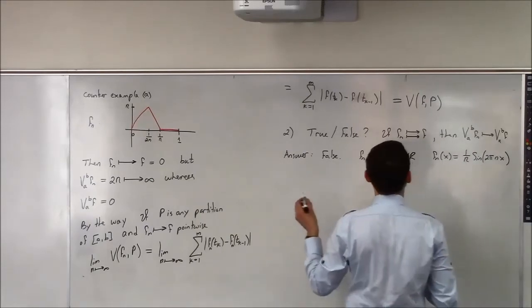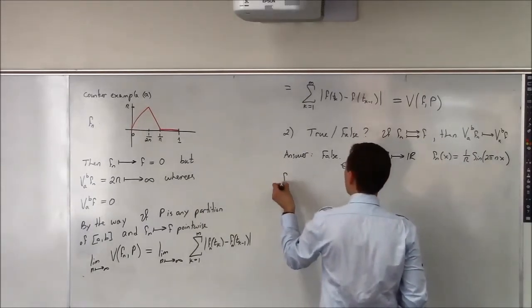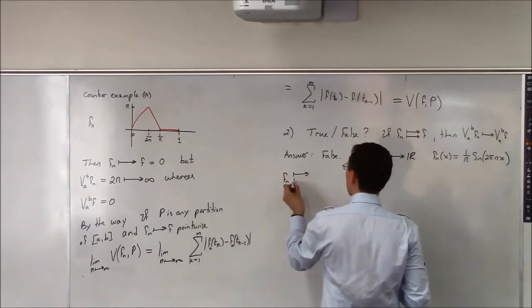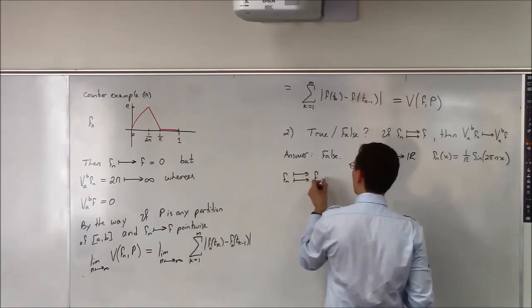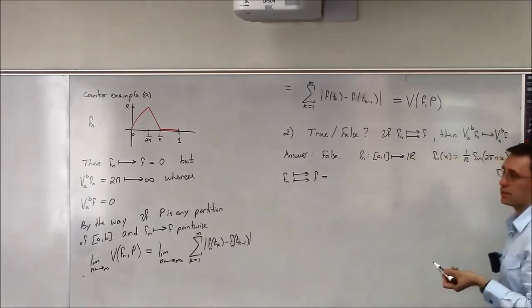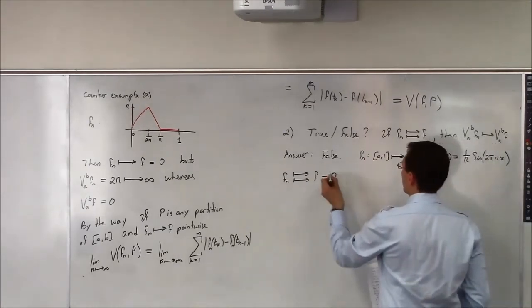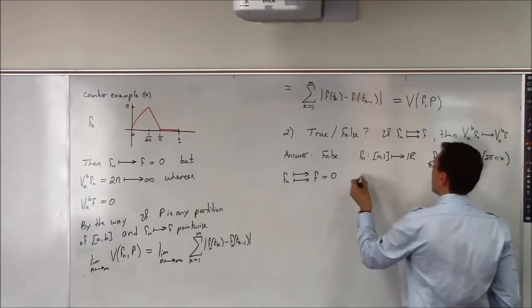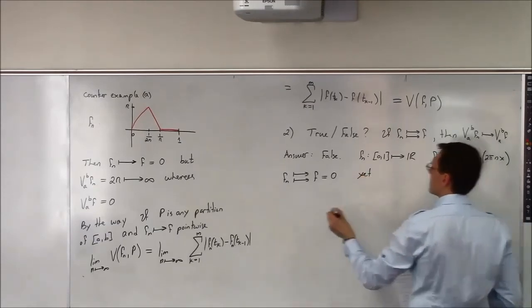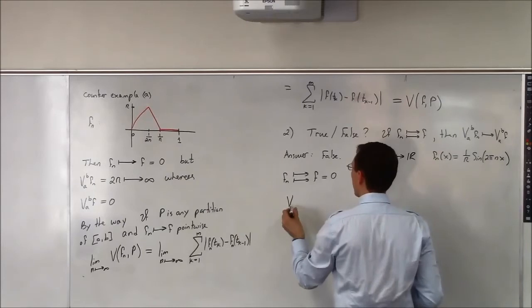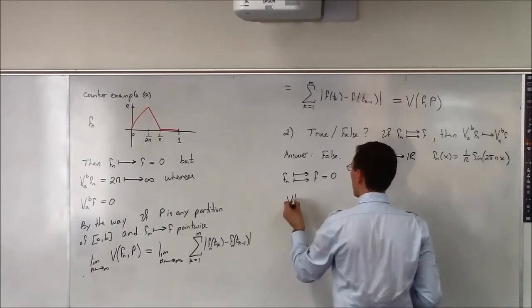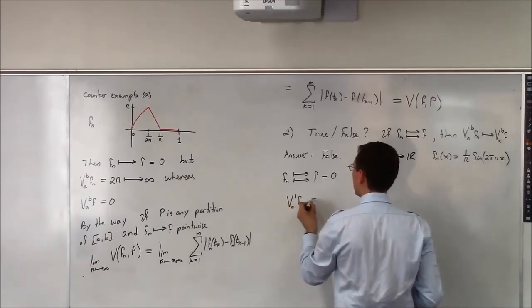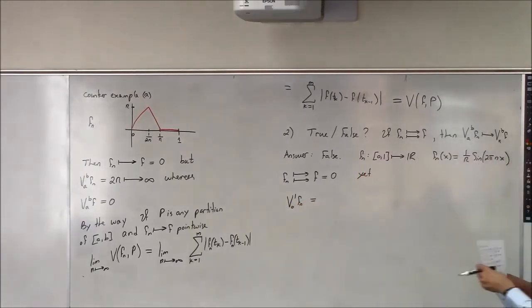So then let's calculate. We have that f_n converges uniformly to what function? To 0, exactly. It's forced to converge to 0. Yet the variation of f_n over [0,1], can you calculate what's the variation of this function? What's the variation for (1/n) sin(2πnx)?